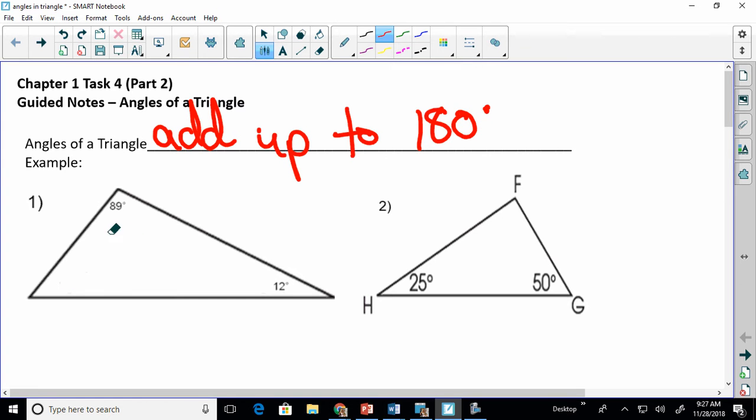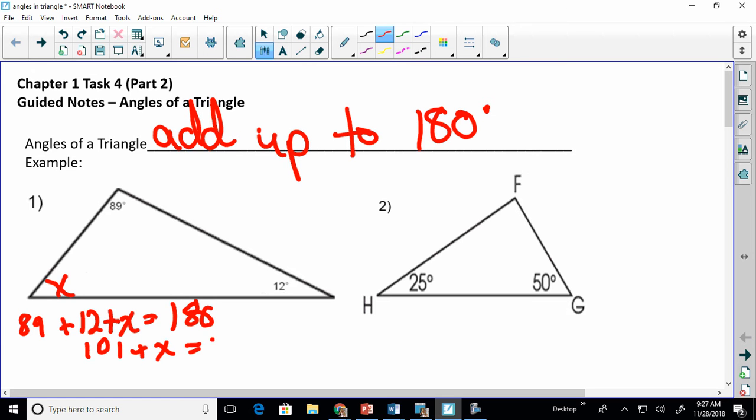So if I have a missing angle here, I could create an equation. Let's call that missing one x. So what we know is 89 plus 12 plus some number we don't know, x, is equal to 180 degrees. Let's simplify that equation a little bit. Let's add 89 and 12 together. That would give us 101. So 101 plus something is equal to 180 degrees.